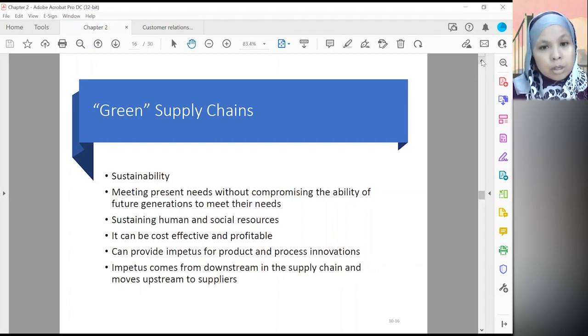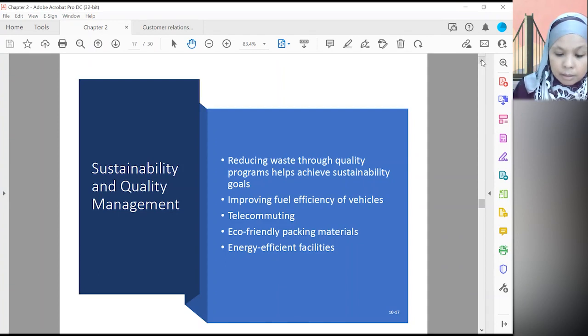Thousands of boxes are being used. So when we use lots of boxes, boxes comes from pokok. We use pokok untuk produce kotak, untuk hasilkan kotak. So this is not very green, it's not very sustainable sebab a lot of trees needed to be cut down. So that's why it is suggested that in green supply chain, use eco-friendly packing materials. Okay, and then kalau vehicles, use fuel efficiency of vehicles, natural gas.